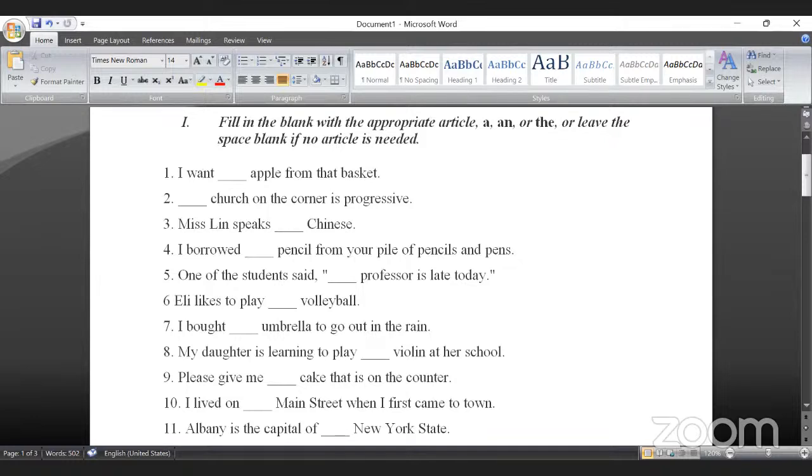But the more appropriate one would be that it's the name of a game, right? And we don't need any articles to refer to that, right? Okay, now the 7th one: I bought dash umbrella to go out in the rain. An umbrella.